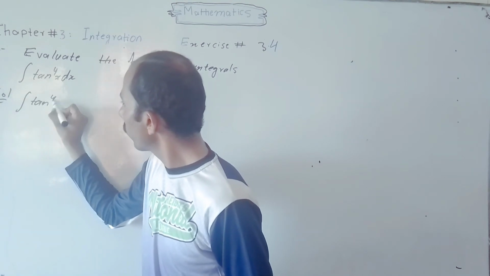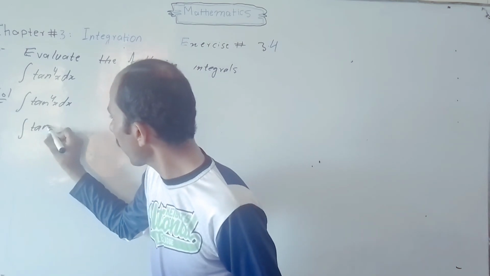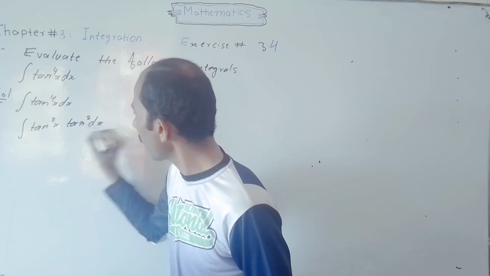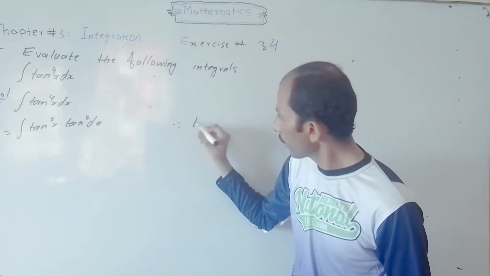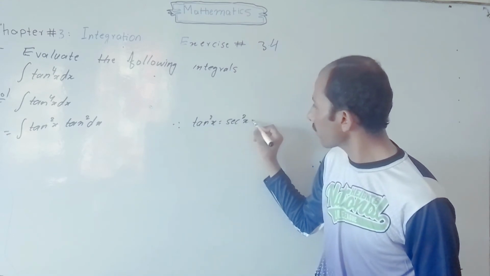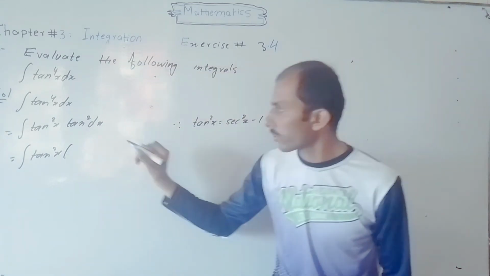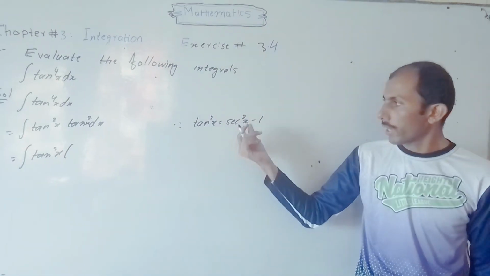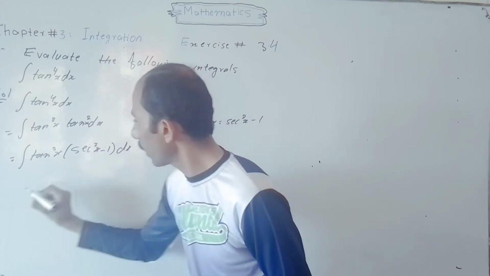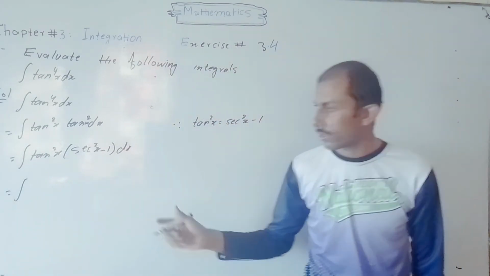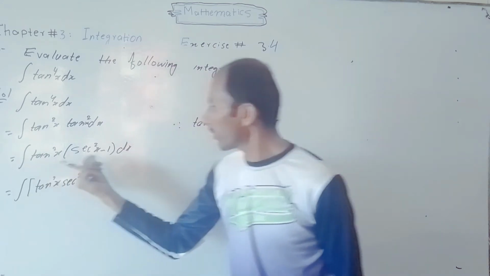Integral tan⁴x dx. Dear students, tan⁴x can also be written in the form of tan²x times tan²x dx. We know that tan²x is equal to sec²x minus 1. So this is equal to integral tan²x into tan²x. Tan²x can also be written as sec²x minus 1, so (sec²x minus 1) dx, which is equal to integral tan²x sec²x minus tan²x times 1.